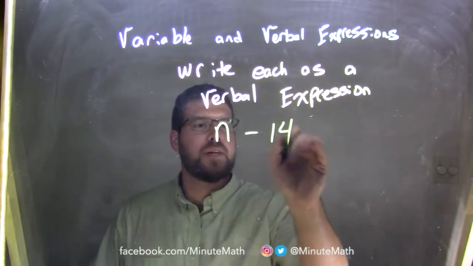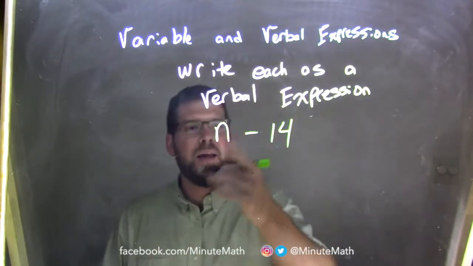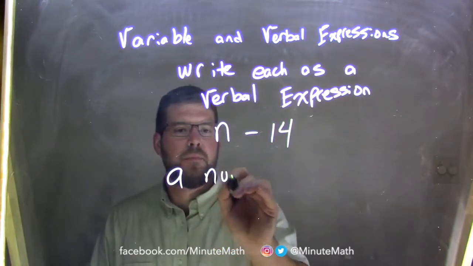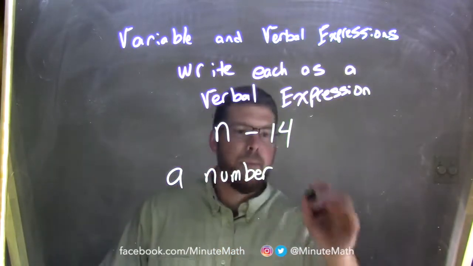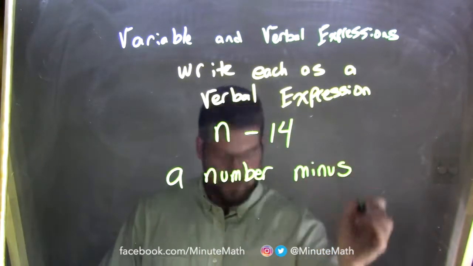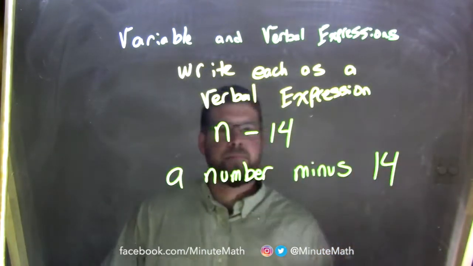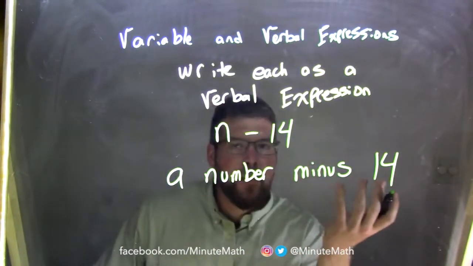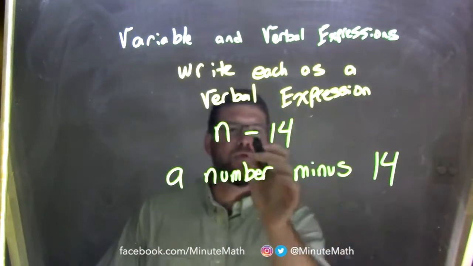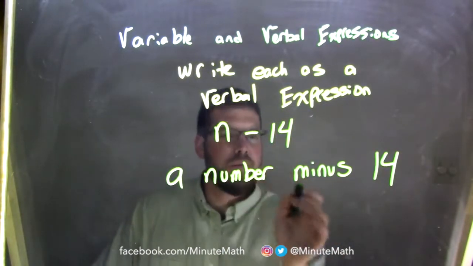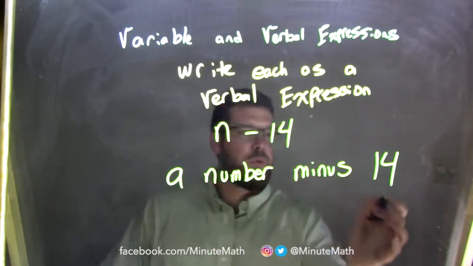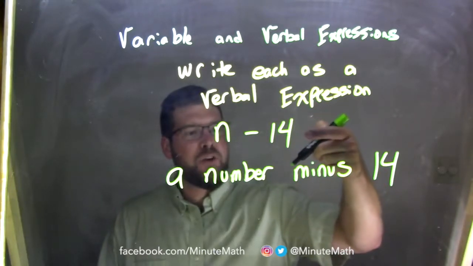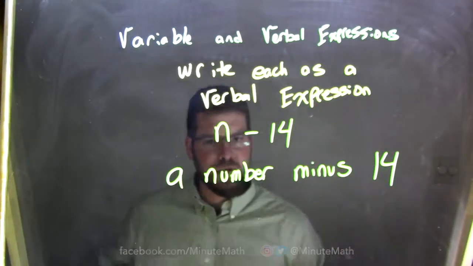N minus 14. So n minus 14, we're going to take a number, n, a number minus 14. Pretty simple. N minus 14. N refers to a number, whatever that number is, we don't know, minus is subtraction, another word there, 14. So a number minus 14, n minus 14. Again, taking that variable expression and writing it as a verbal expression.